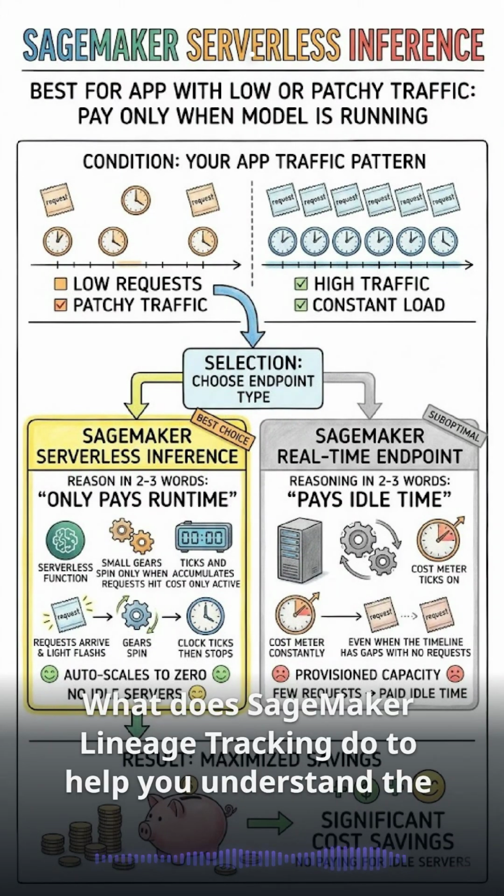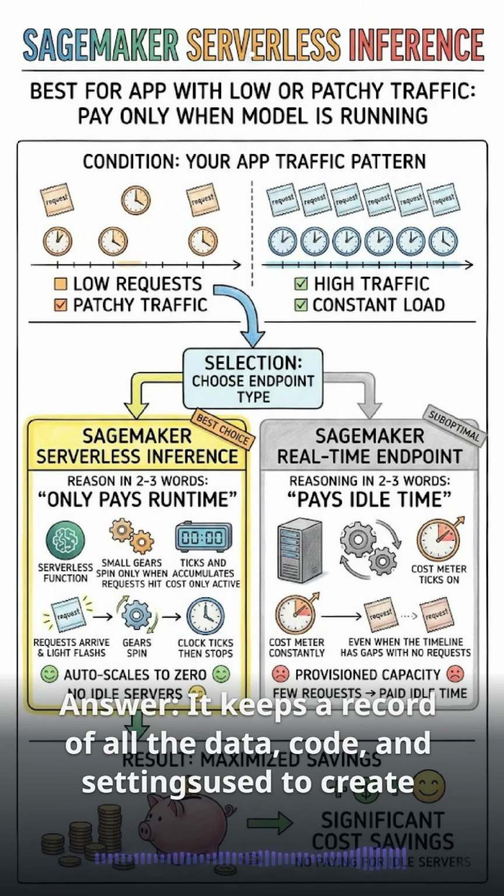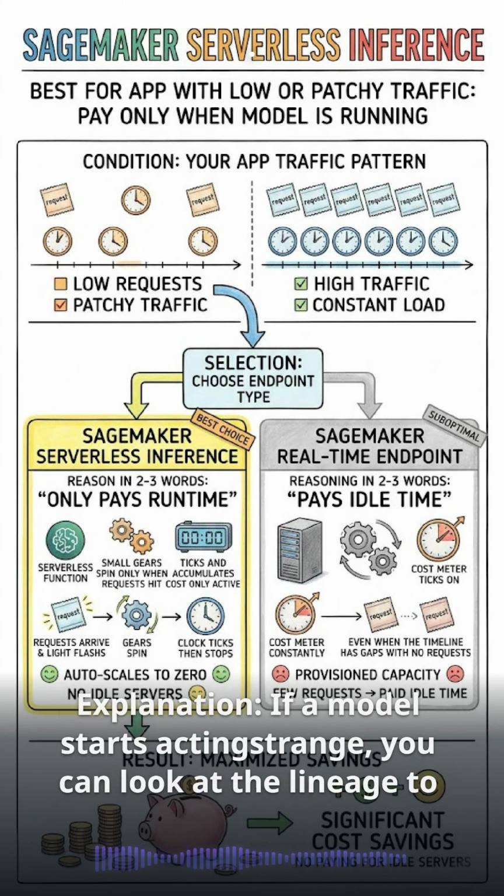83. What does SageMaker lineage tracking do to help you understand the history of your machine learning models? It keeps a record of all the data, code, and settings used to create every single version of a model. If a model starts acting strange, you can look at the lineage to see exactly what data was used to train it.